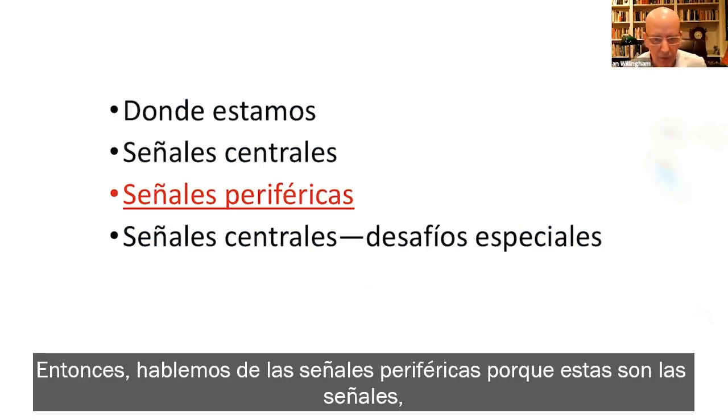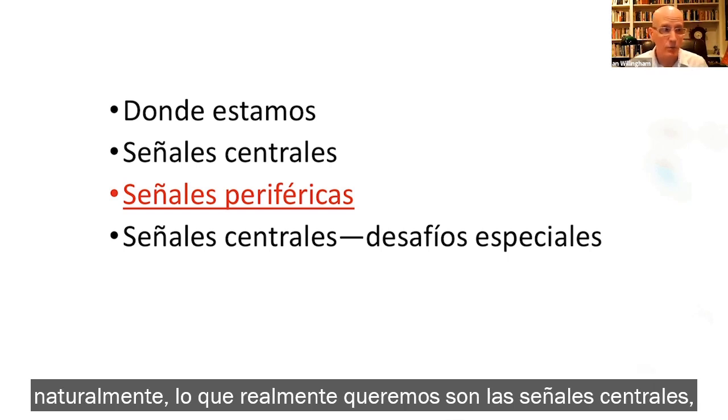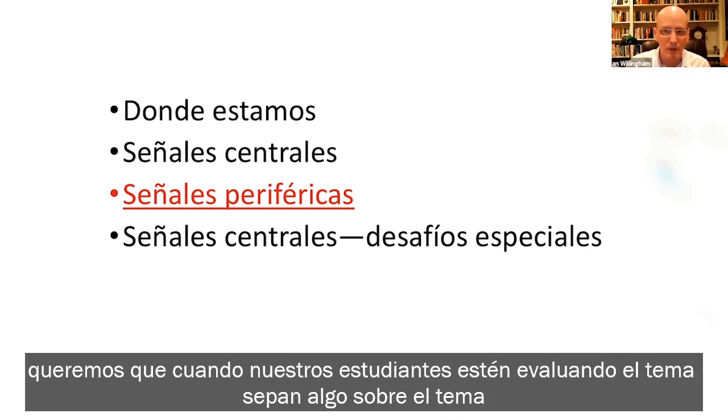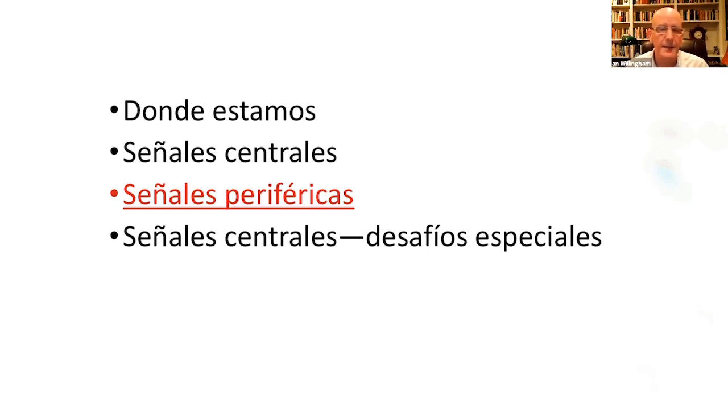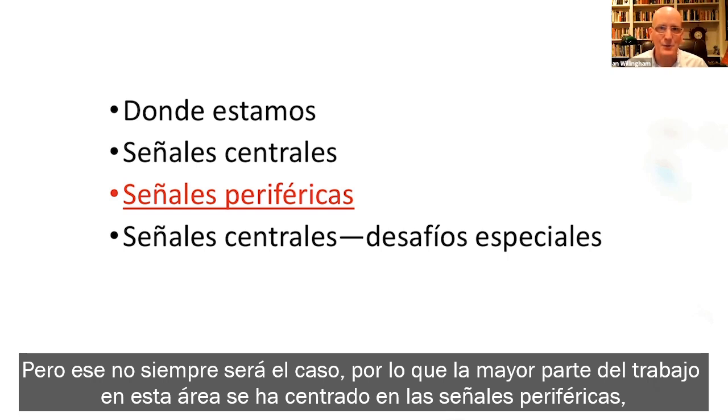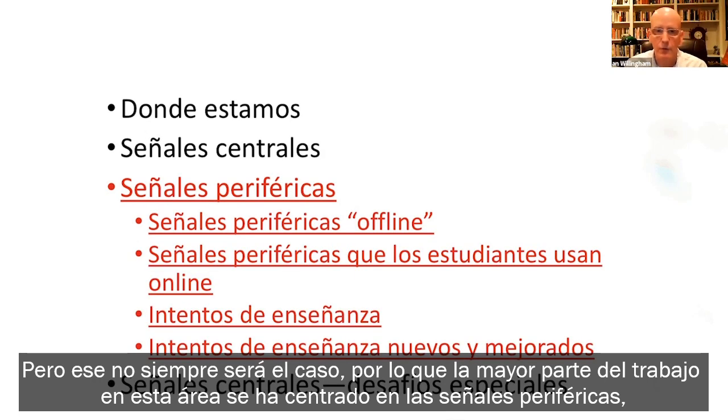So let's talk about peripheral cues. Naturally, what we really want is central cues. We really want, when our students are evaluating a topic, for them to already know something about the topic and be able to evaluate the likely validity of a source based on having some knowledge of the topic. But that's not always going to be the case. And so most of the work in this area has focused on peripheral cues.